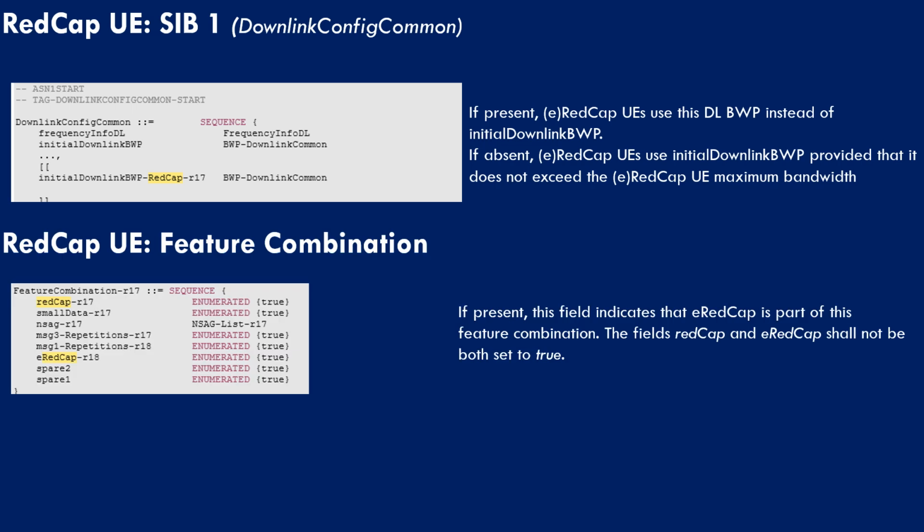Next parameter, feature combination. Let us talk about the IE first. The information element feature combination indicates a feature or combination of features to be associated with a set of random access resources. If this field is present, this indicates that eRedCap is part of the feature combination. The fields RedCap and eRedCap shall not both be set to true.